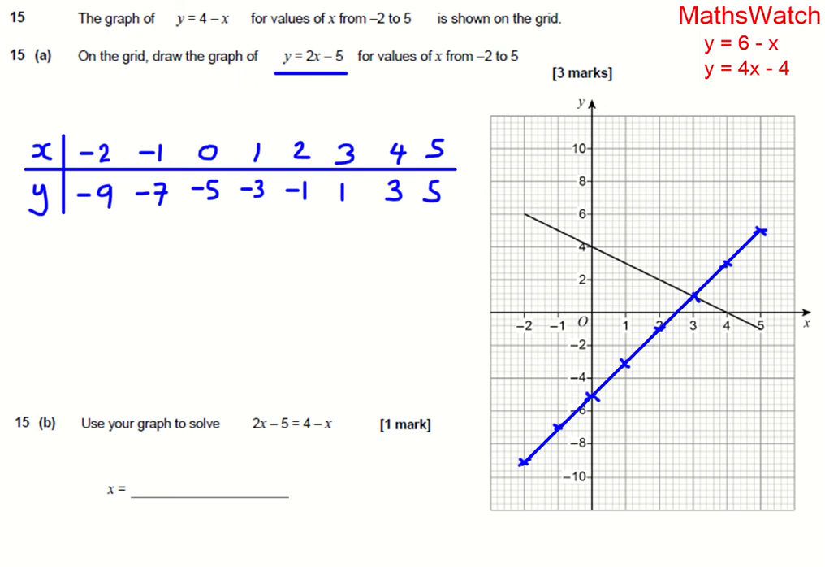Part B. Use your graph to solve 2x minus 5 equals 4 minus x. Now each of these parts of this equation is what these lines end with. We've got the 4 minus x and the 2x minus 5, which means that we're just using the graphs to work out this answer. So we're trying to find out when these are equal to each other, which means that's the point where they cross, where they match. You can see that that point is this one here. And we want the x value when that happens. So the x value when they cross is the number 3.